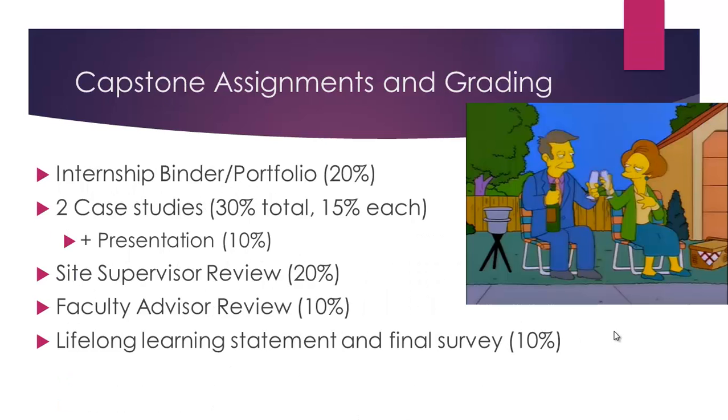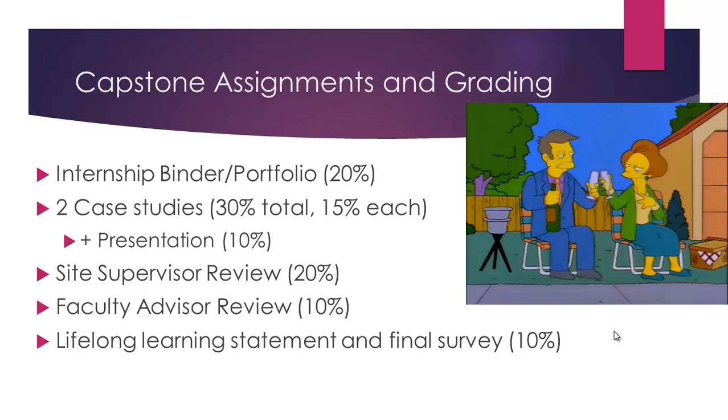So here's what was laid out in the syllabus. 20% of your grade comes from the internship binder. If that's something that you haven't been thinking about until now, there is some panic to be had, but we can still talk it through. You all submitted 2 case studies, which were 15% each, and then your presentation was 10%. The site supervisor review: your site supervisor is going to be sent a survey. It's about 30-some questions. And the average of all of the results will become 20% of your grade. So hopefully you've impressed them.